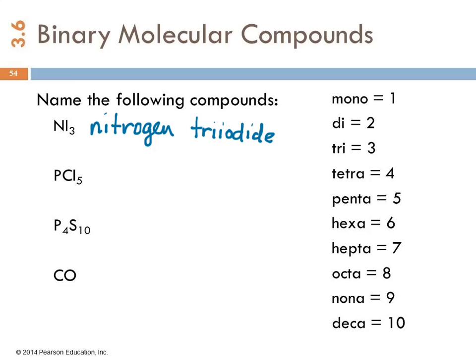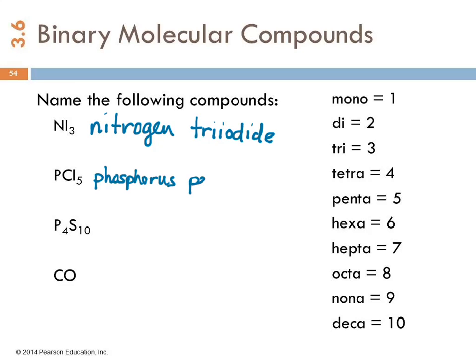And I will try not to trick you on things like that because there's not an easy rule that I can tell you. And some of them I could say, well, I've seen it both ways because people do it both ways, even in textbooks, which is a little annoying. But nitrogen triiodide. PCl5, what would that be? Phosphorus, pentachloride.